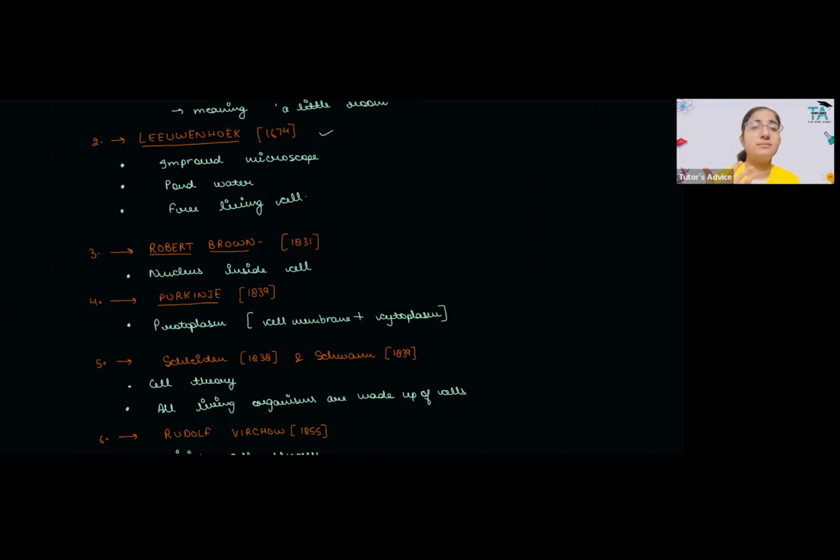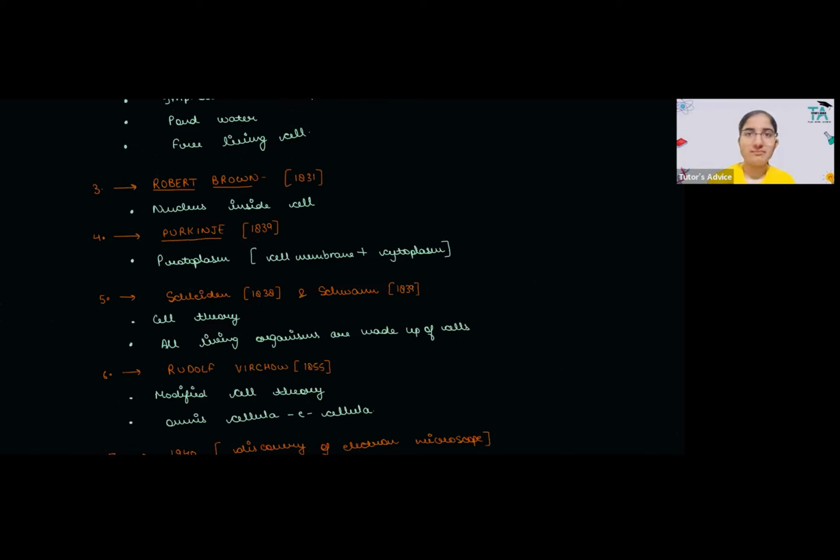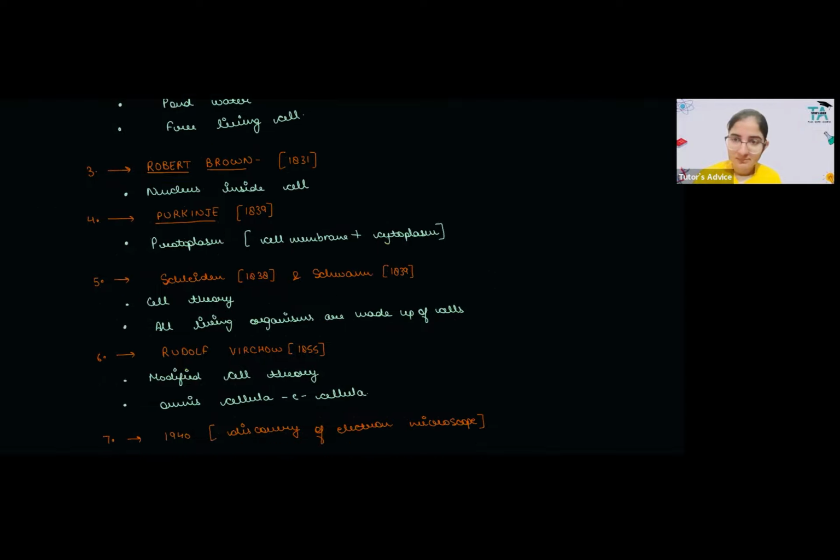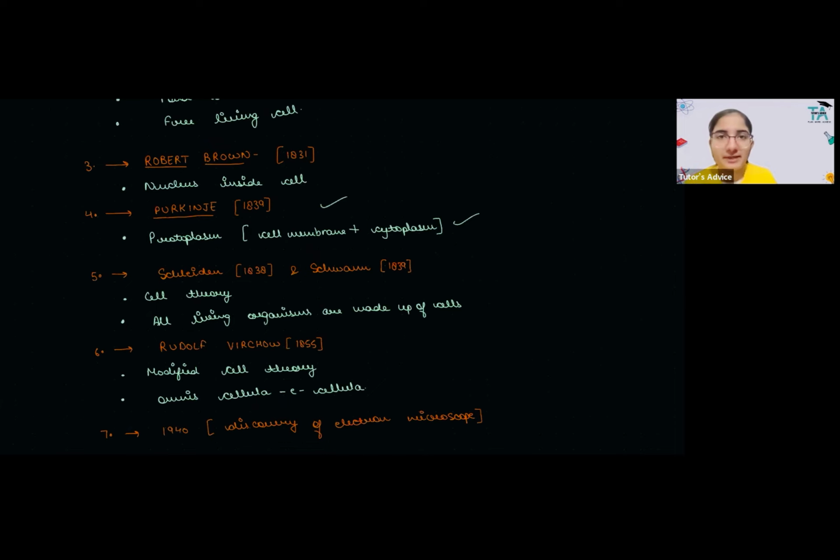Coming to the fourth person, he was Purkinje. Okay, Purkinje in 1839 discovered the protoplasm. What is a protoplasm now? Protoplasm is the cytoplasm of the cell, along with the cell membrane. What is another name of cell membrane? Plasma membrane. So the plasma membrane along with the cytoplasm is known as the protoplasm. So protoplasm was discovered by Purkinje.